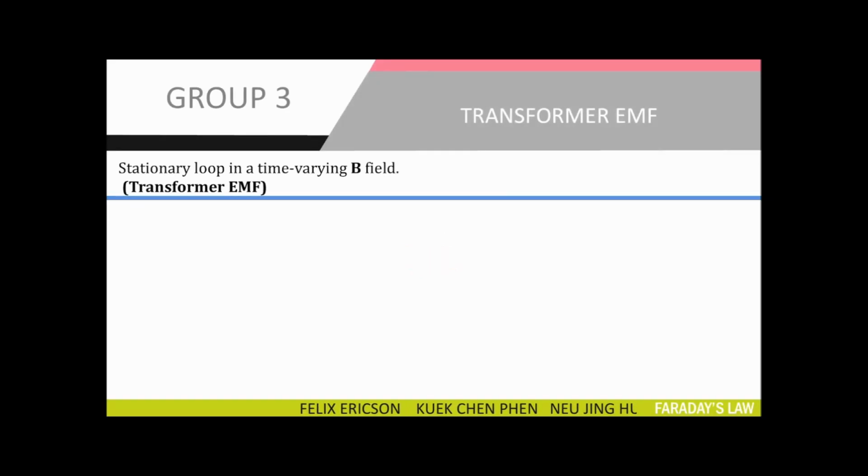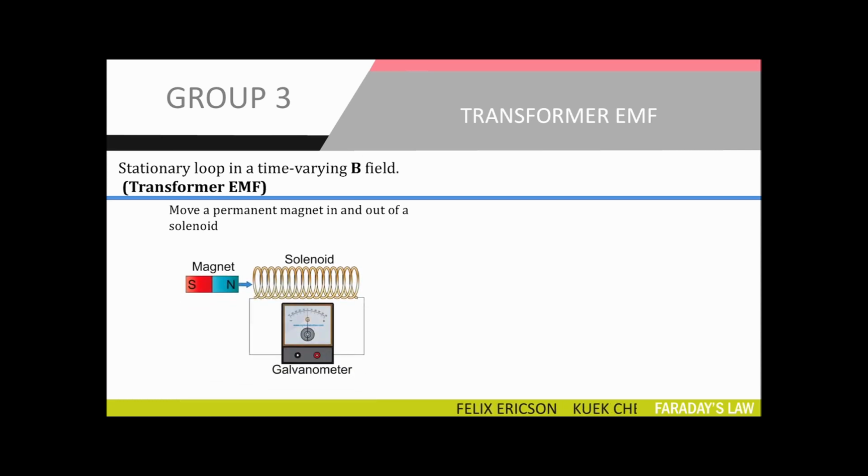This is the first condition to generate time-varying flux. There are two ways to create a time-varying magnetic field in a stationary loop, or transformer EMF. First is to move a permanent magnet in and out of a solenoid. The moving bar with the magnetic field surrounding it will induce EMF inside the coil. The higher the speed and the area of the solenoid, the higher the amount of induced current.